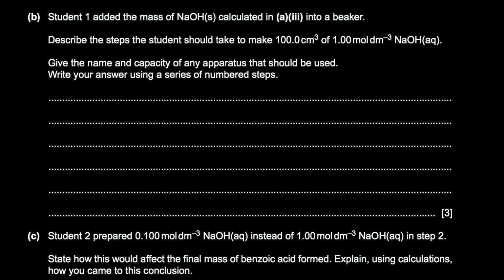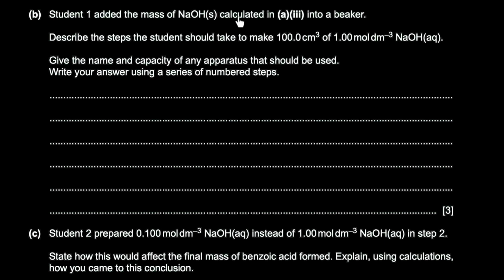Student 1 added the mass of sodium hydroxide calculated in A part 3 into a beaker. Describe the steps the student should take to make 100 cm³ of 1 mole per dm³ sodium hydroxide. Whenever we want to prepare a solution, we're going to use a volumetric flask, right? Give the name and capacity of any apparatus that should be used. Write your answer using a series of numbered steps.